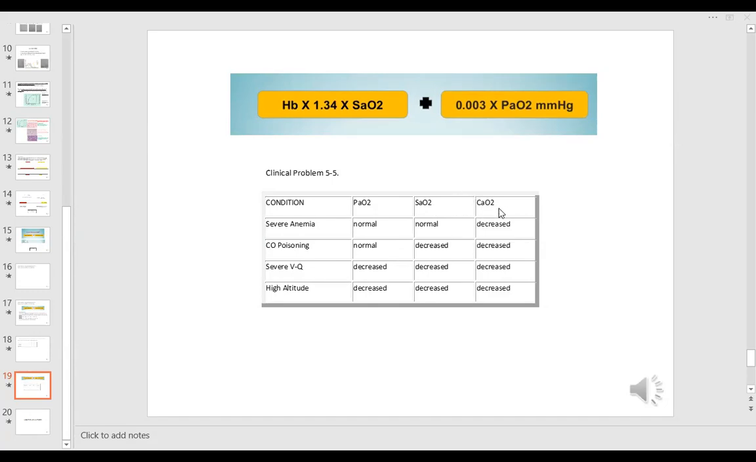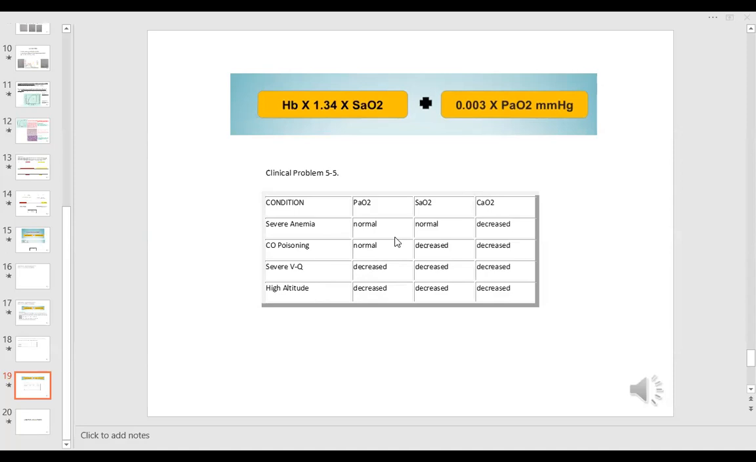CaO2 is the important value, and that takes into account all the hemoglobin and all the oxygen in milliliters in 1 deciliter of blood. So these are the conditions. Now, of course, in any of these, your CaO2 is going to be low. So your severe anemia, carbon monoxide poisoning, severe VQ, either way. So below 0.8 or above 1. And then high altitude is going to decrease your CaO2.